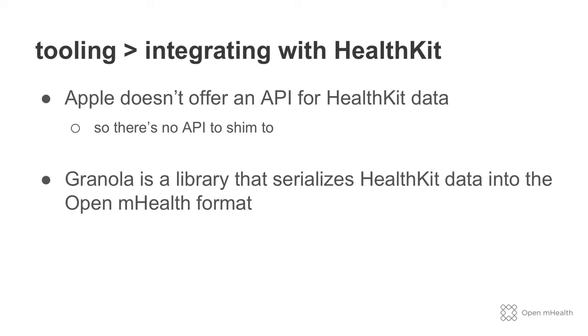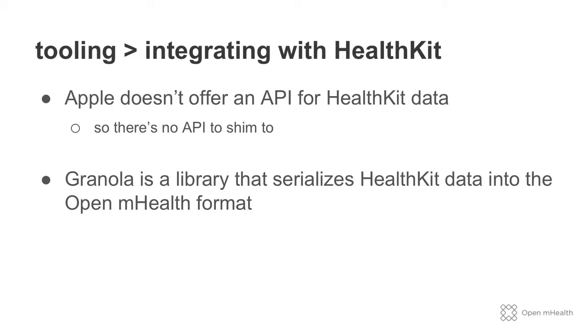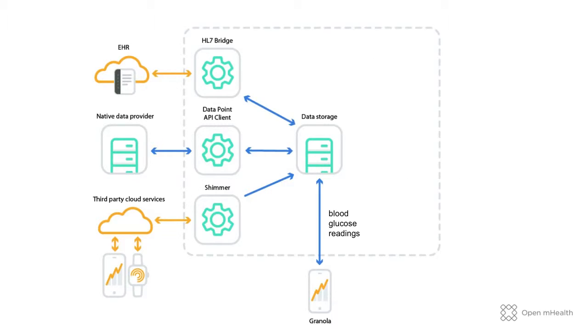HealthKit is a bit of an oddball. They don't offer an API like Fitbit and Runkeeper do. When your phone is tracking your steps, that data is trapped on your phone. So you need to get it out of there. To do that, we wrote a library called Granola, which serializes that data. Serializes just means it takes the data and makes it available for transport, but you'll get a much better explanation of that later. It also translates it into the mHealth format. So now you can actually write an app which sends data directly to the data storage component in our standard format. And again, the picture builds.